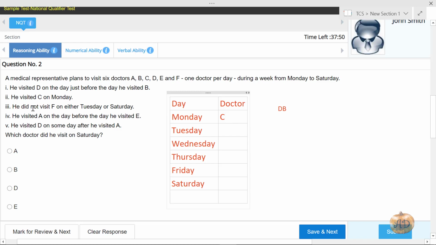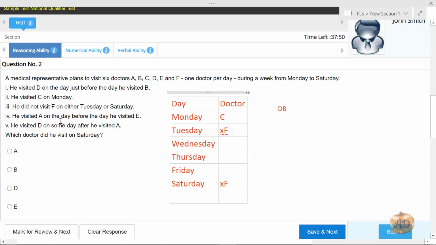So the third point is saying he did not visit F on either Tuesday or Saturday. So it's saying that the doctor did not visit F either here, neither here, neither on Tuesday nor on Saturday. Okay. So what's the fourth point?